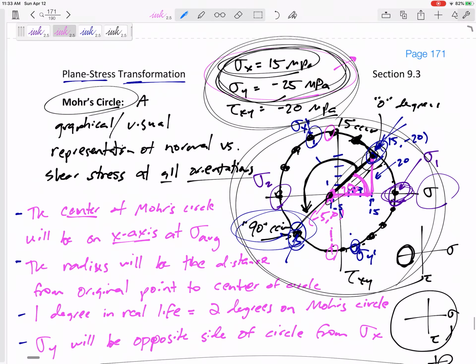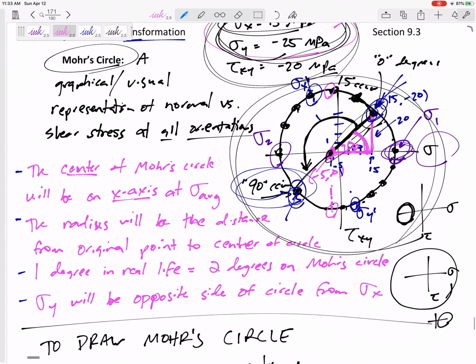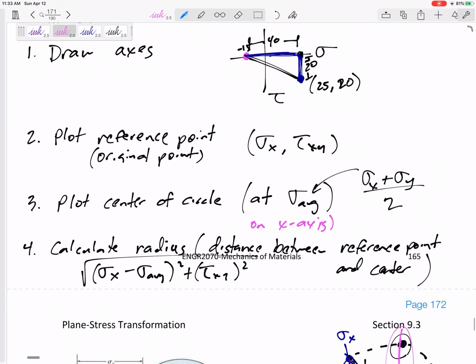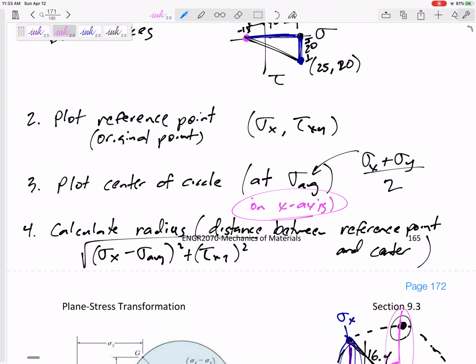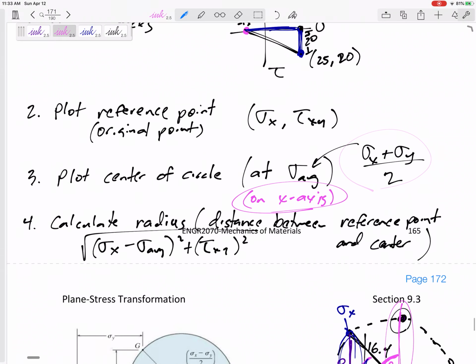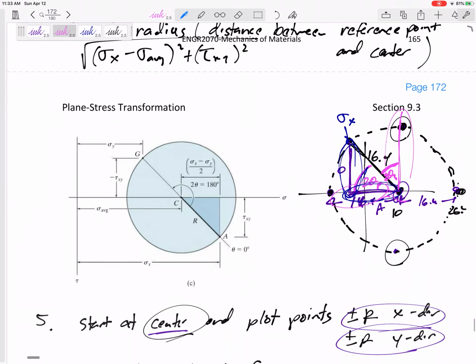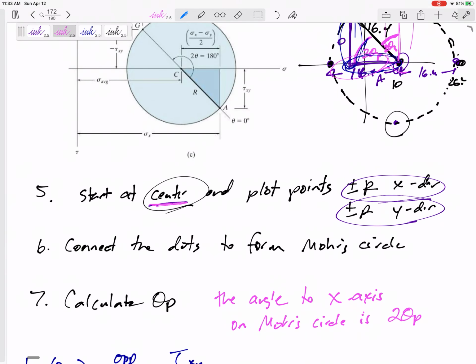Mohr Circle is a plot of all the different orientations. Draw the axes, plot your starting point, and plot your center. The center is on the x-axis at the average. Then, if you've got 2 points, the distance between those 2 points is the radius. Once you've got the radius, start at the center and go radius right, radius left, radius up, radius down. Then you've got 4 points plus your starting point, so you've got 5 points. Then you can start to draw a sketch, hopefully nicer than mine, of a real circle.